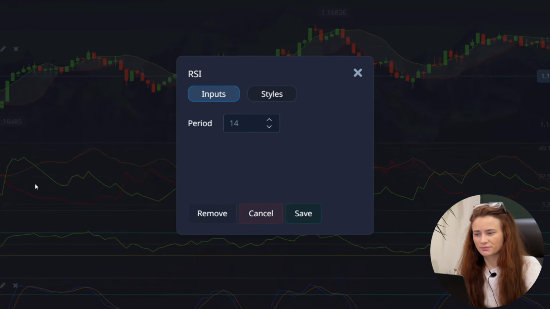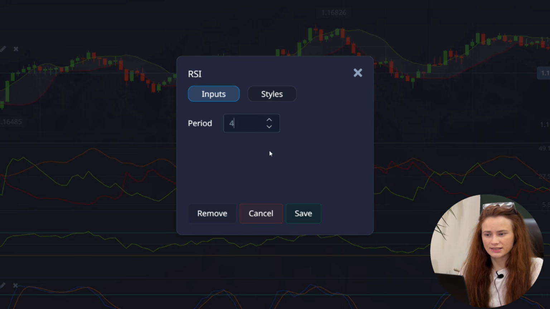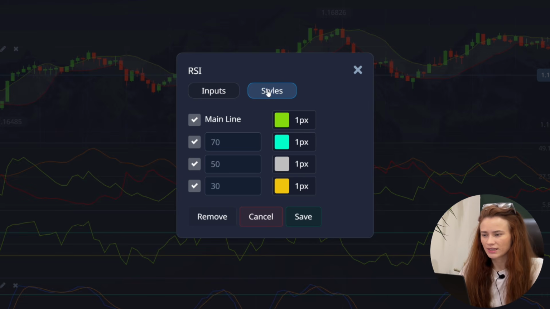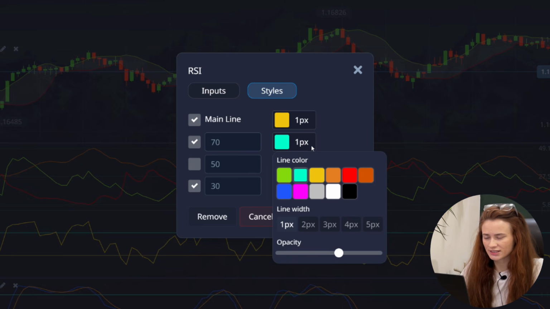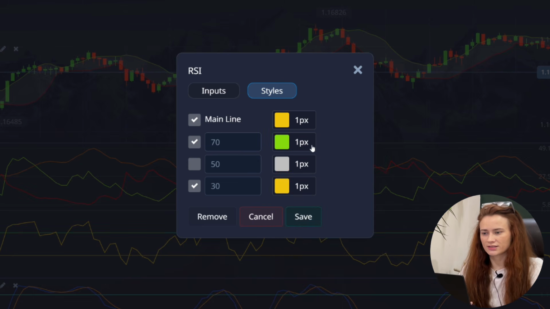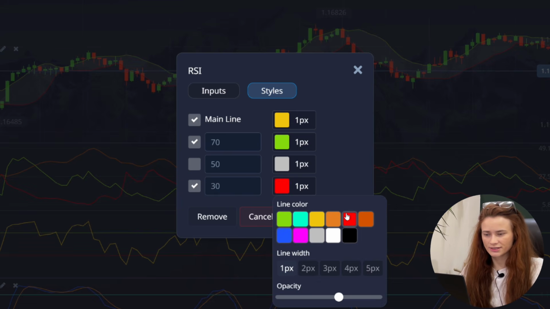RSI. Reduce the period to 4. This makes the indicator react faster to price movement. Disable level 50. We don't need it in here. Indicator line will be bright yellow, so it stands out immediately. Level 70 is green. Level 30 is red.